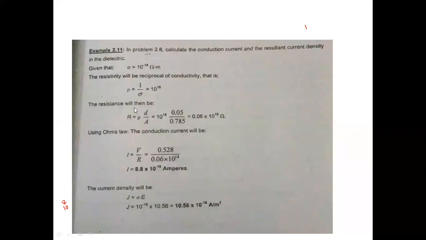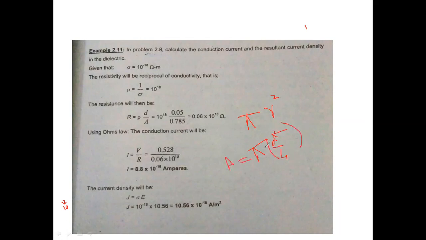Okay, so the resistance will be R equal to rho L over A. This L is actually the thickness, and for A you have to find the area of the disk, which will be equal to pi r square. Okay, the d given in the previous example was 1 centimeter. So from pi r square, we get pi d square divided by 4, because we are given the diameter value. So this is actually the area.